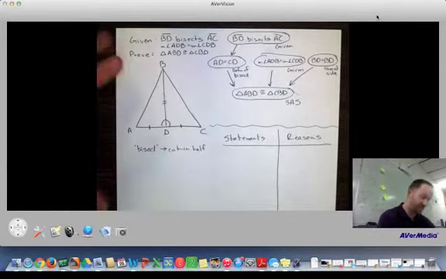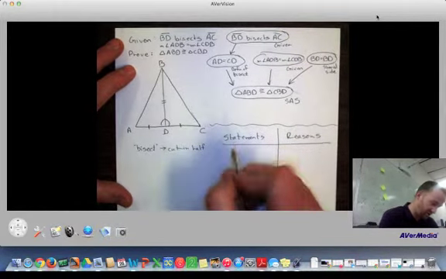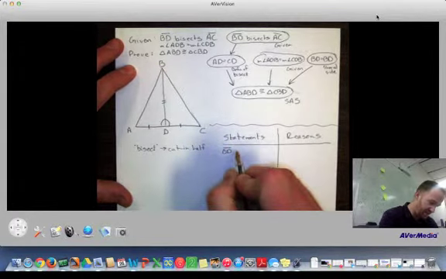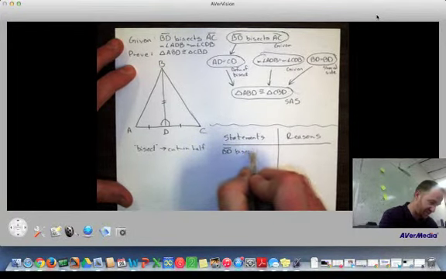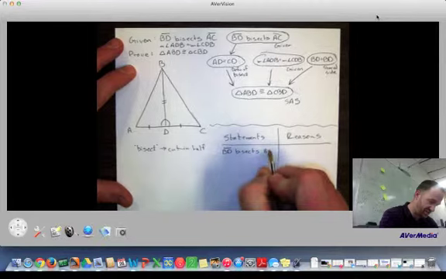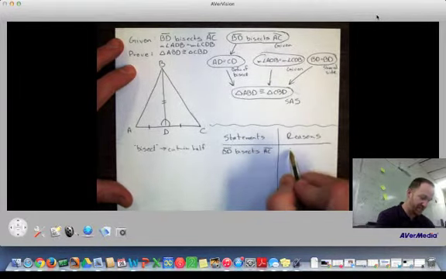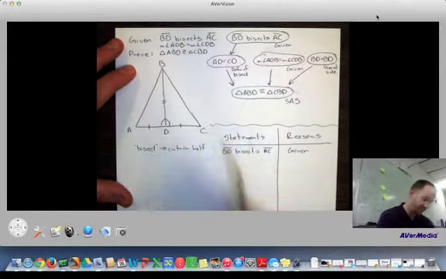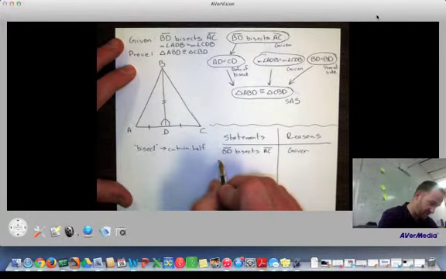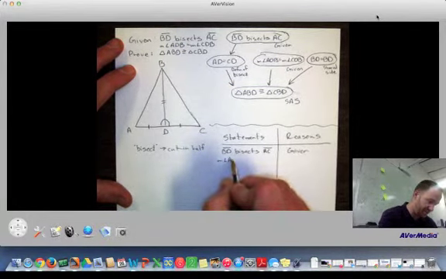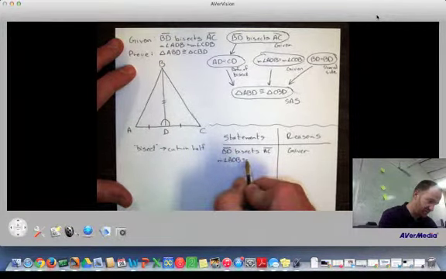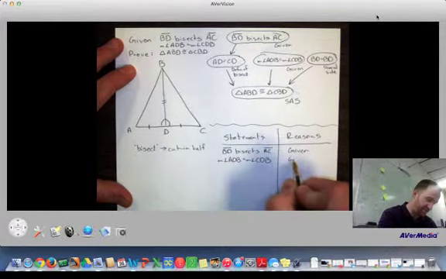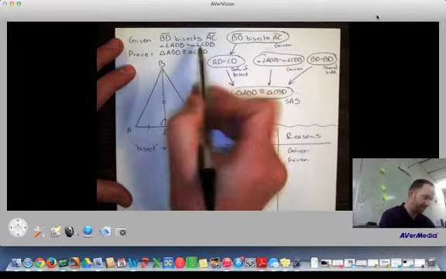Now the statements always start with the stuff that is given. BD bisects AC. The reason is given. That was information that we were given. Okay. We also were told that the measure of angle ADB equals the measure of angle CDB. That was also given. That was here.